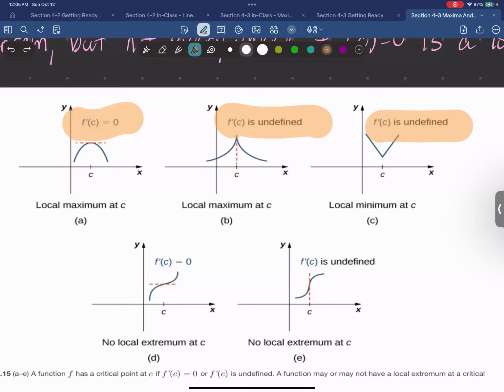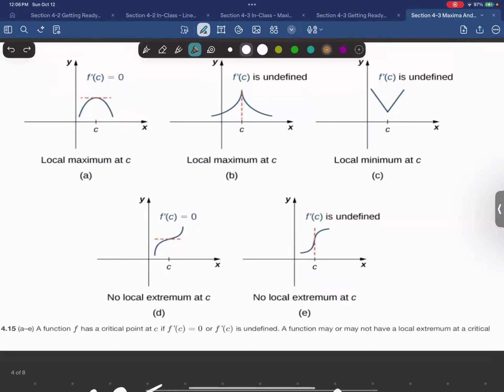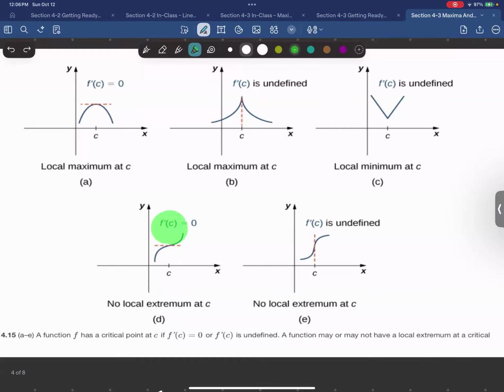I'll change colors for that. So these two have a derivative that equals 0 or is undefined, but are not local maxes or mins.